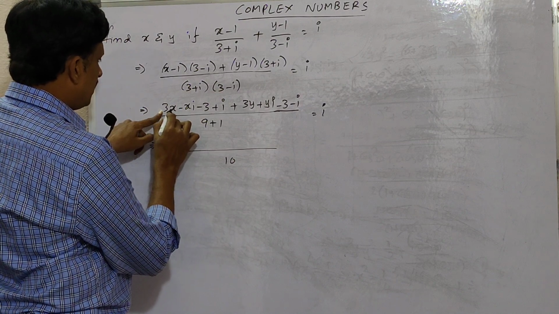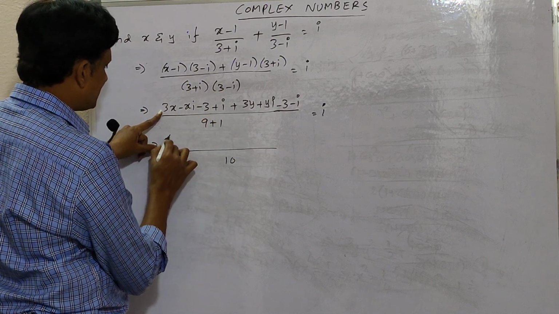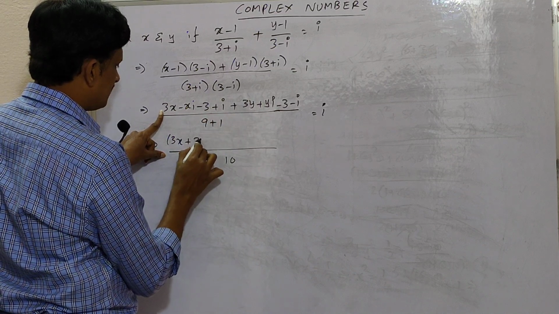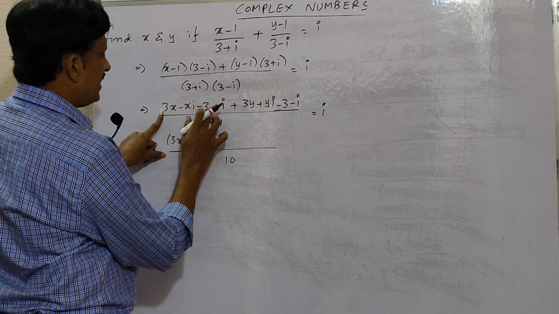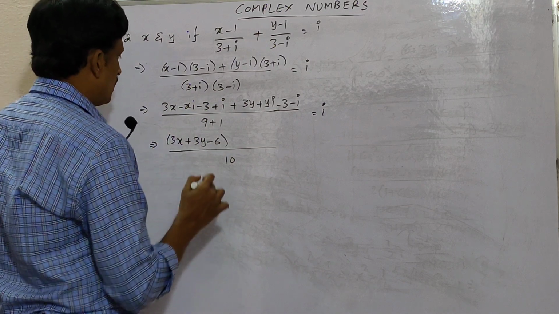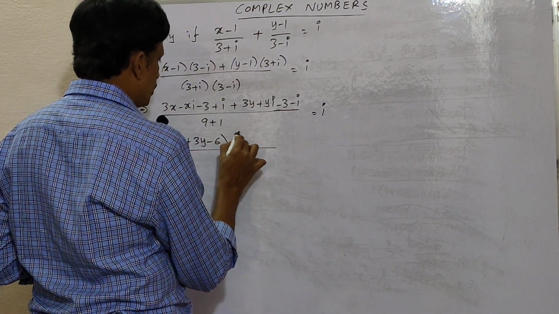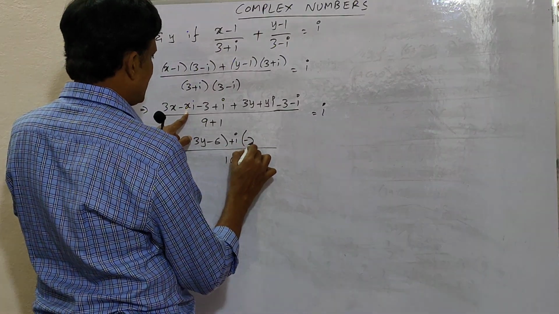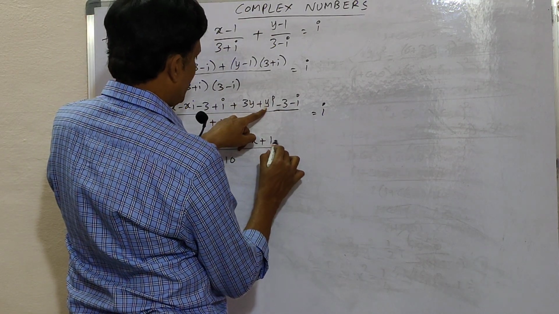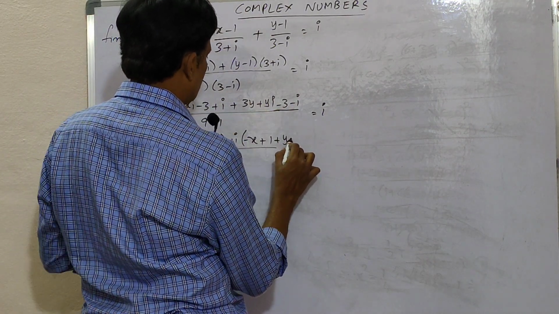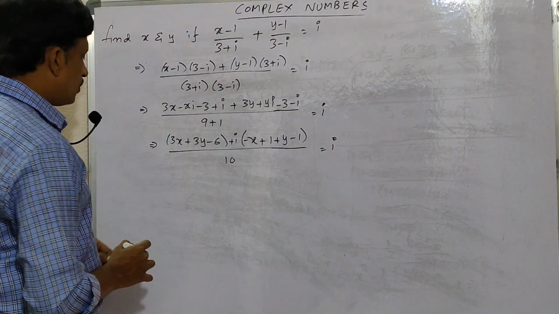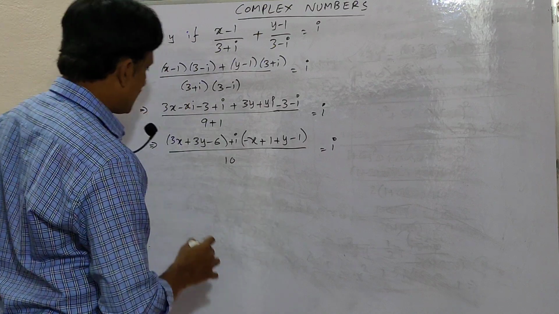First write the real parts, that is 3x plus 3y. It is minus 3, this is also minus 3, that is minus 6 is the real part. Now write the imaginary part, plus i into. Imaginary part is minus x plus 1 plus y minus 1. That is equal to i. So the values of x and y we need to find here, remember that one.